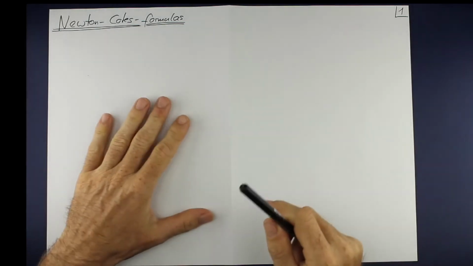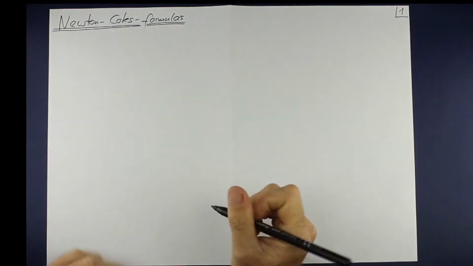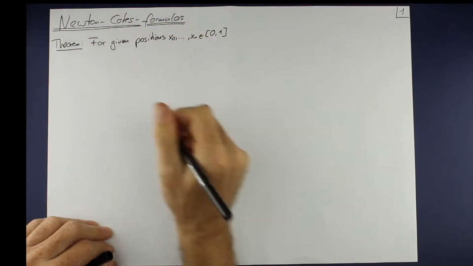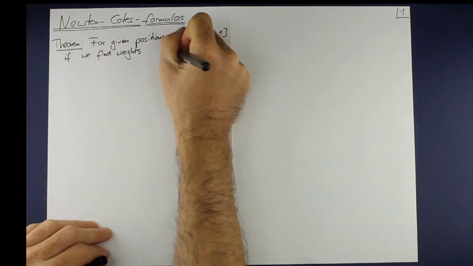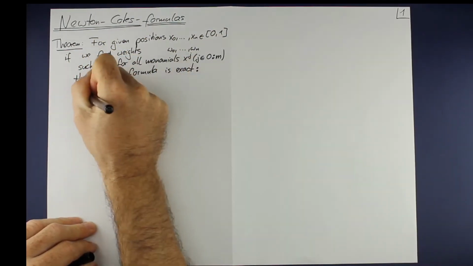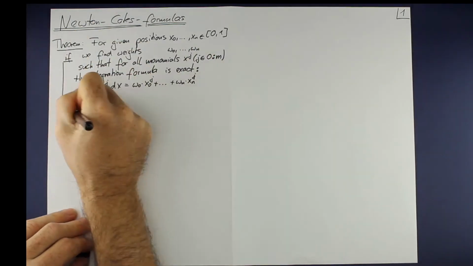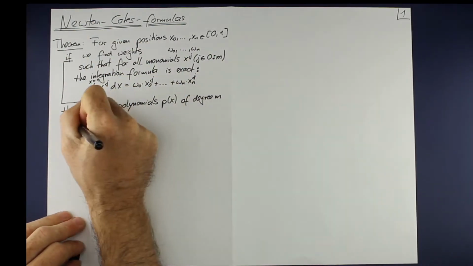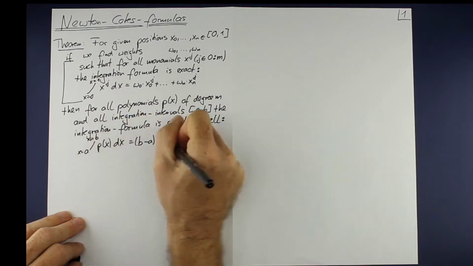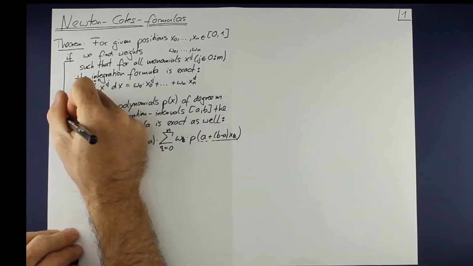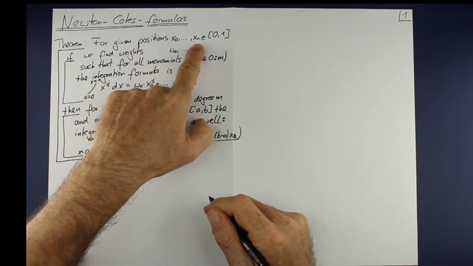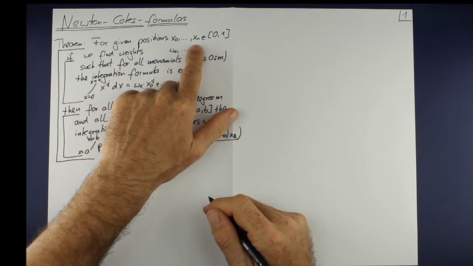Let's talk about the Newton-Cotes formulas. We start with a theorem. For given positions x0 till xn, so we have a given n as well.